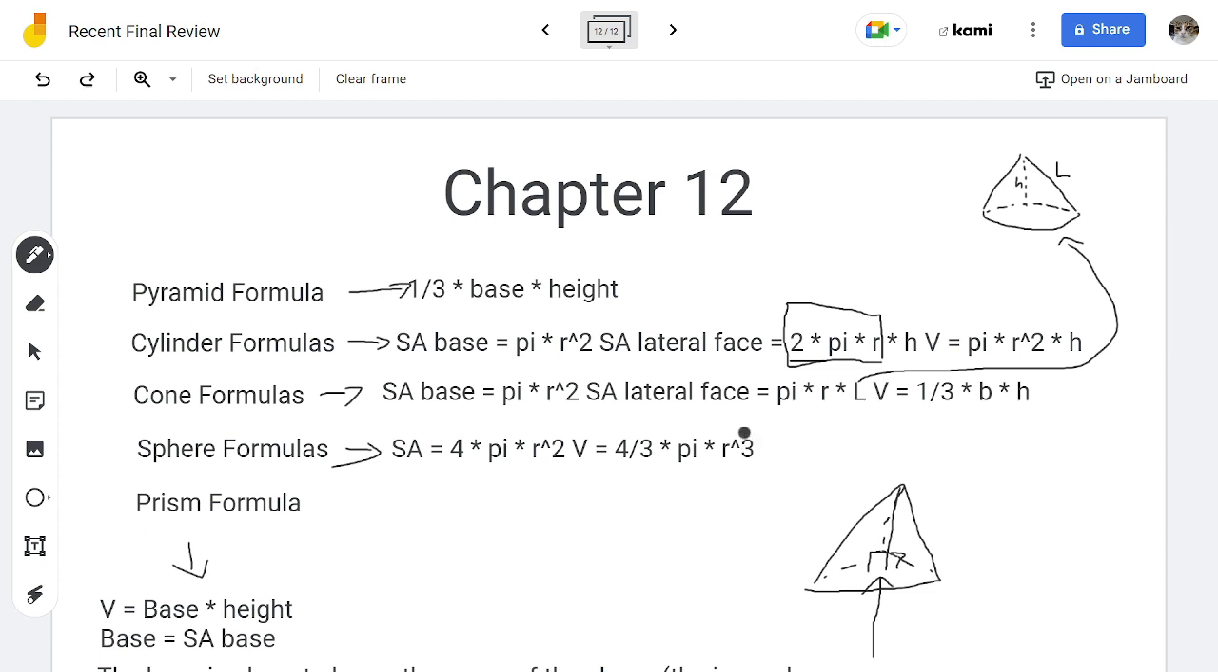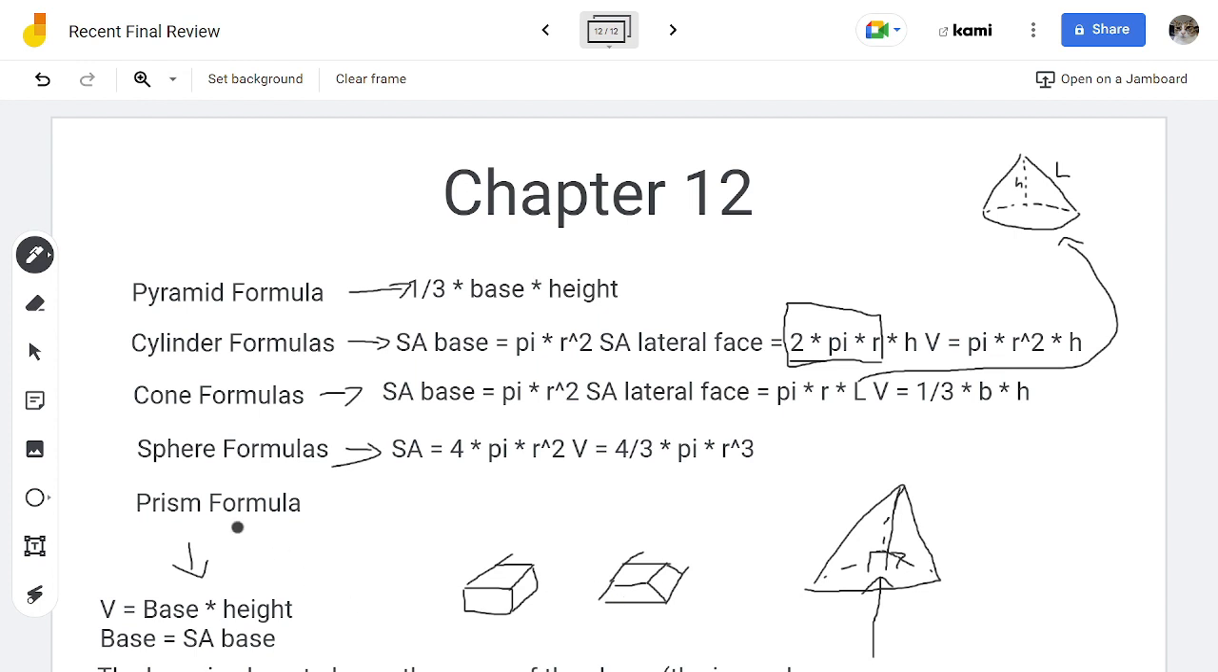And then for a prism, there's a pretty lax definition for a prism. It's basically any shape that's extended upwards, like this. I'm drawing a rectangular prism. You could have a rectangular prism, you could have a trapezoidal one. It's very lax on what you can have as a prism. You can pretty much have anything as a prism.